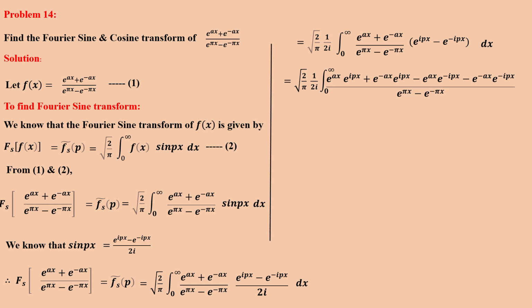First e^(ax) into e^(ipx). Next e^(−ax) into e^(ipx). Then a minus, right? Minus e^(ax) into e^(−ipx). Then minus e^(−ax) into e^(−ipx). Denominator e^(πx) − e^(−πx) into dx, which is equal to root 2 divided by pi, 1 by 2i, integral 0 to infinity. So we are going to group, right?